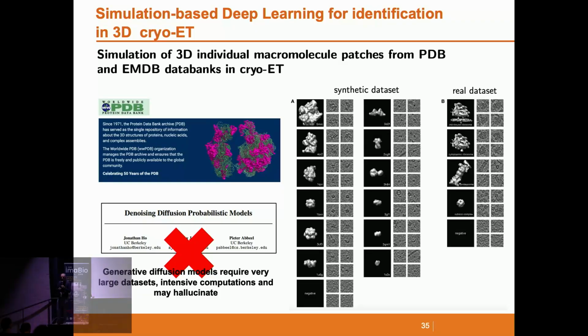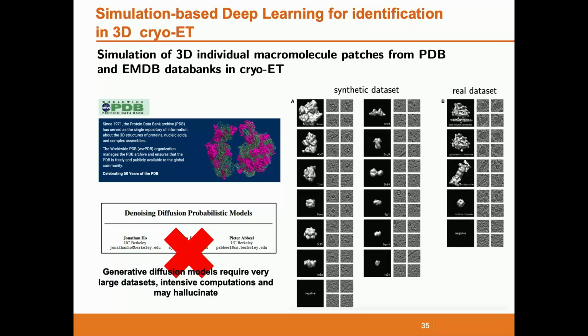Recently in the literature, generative diffusion models have been introduced to simulate images. But if we focus on that case, first, it was developed for 2D images. And the problem is that you need a large training data set, which is not our case. It requires intensive computations, and it may hallucinate.